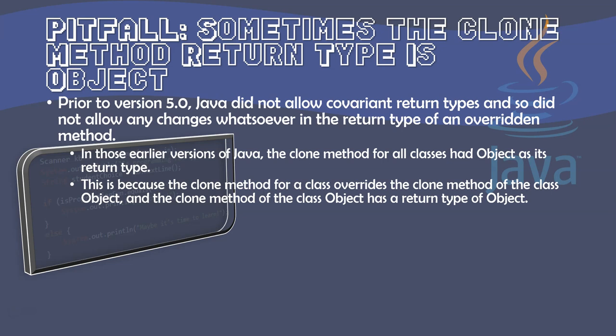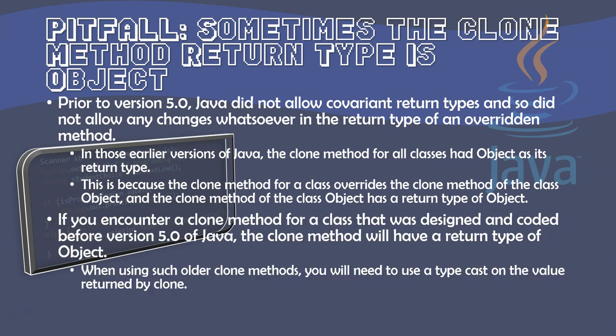But in those older days, Java did not allow covariant return types, and so did not allow any changes whatsoever to the return type of our method. In those earlier versions of Java, the clone method for all classes had Object as the return type. This is because the clone method for a class overrides the clone method for the class Object, and the clone method of the class Object has a return type of Object. So, of course, it can create some dilemma there.